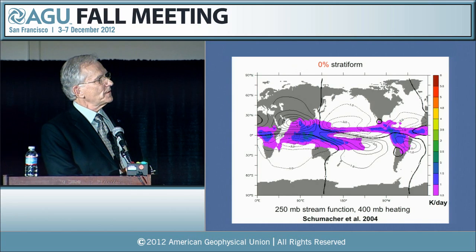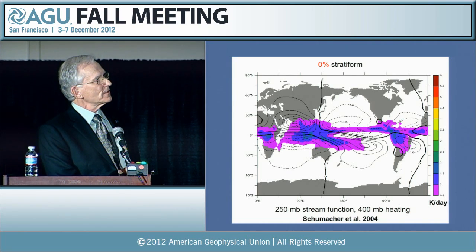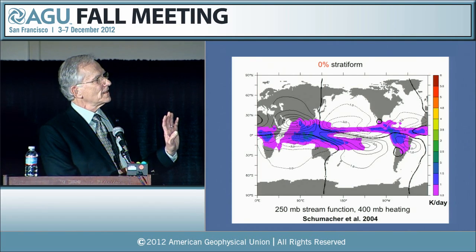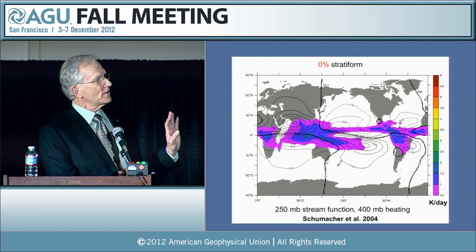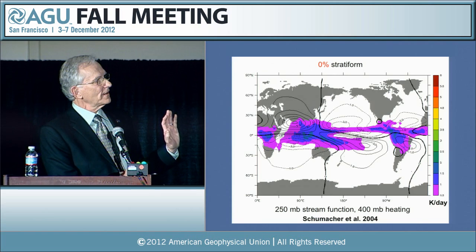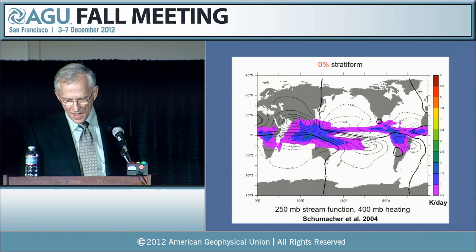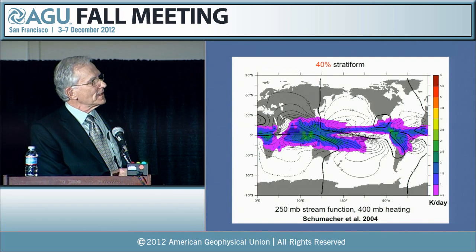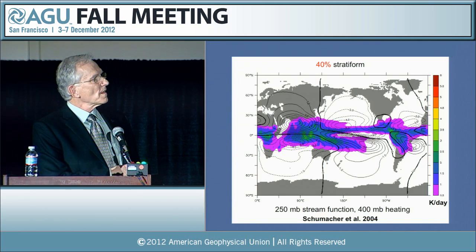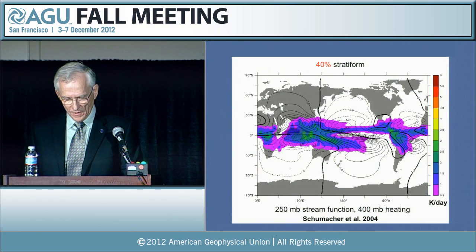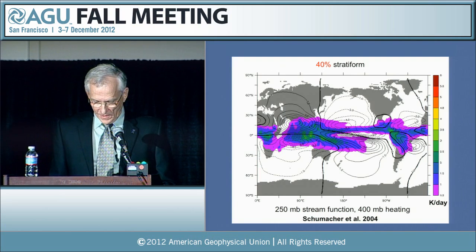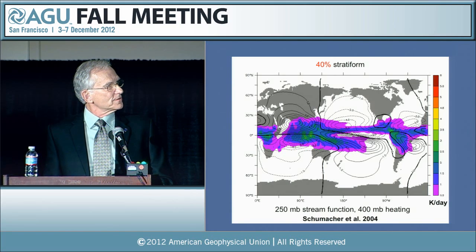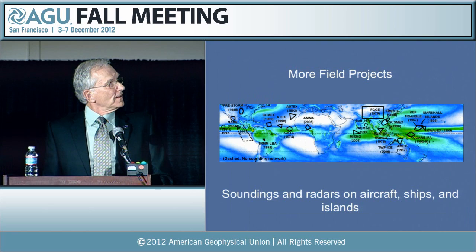a steady state circulation at 250 millibars. It looks like what you see here. These are the stream function lines. And you don't need to know too much about what those mean except to compare with the next figure. And the colors here show the heating associated with the precipitation, the heating that would be located at 400 millibars, which is moderately high up in the troposphere. If we go to a situation with 40% stratiform, there's more heating at the upper levels, and the circulation gets stronger. So it's just a simple indication that the heating associated with the stratiform portions of these mesoscale systems is an important factor globally.